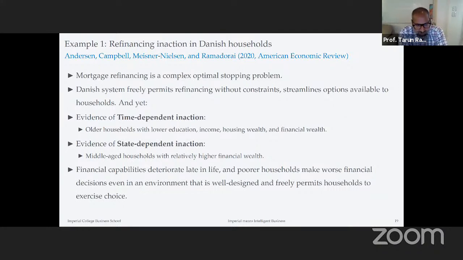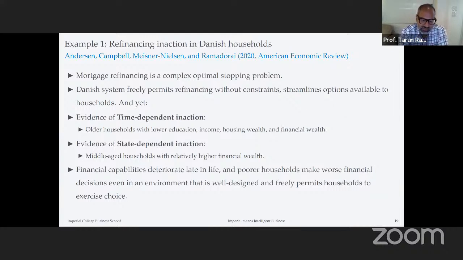And in particular, it seems highly regressive because households demonstrate two different kinds of inaction. This time-dependent inaction can essentially be characterized as obliviousness to the available opportunities to refinance. And this is primarily observed in older households with lower education, income, housing wealth, and financial wealth. Whereas there is far less evidence of obliviousness in younger households who are well-educated, high income, have high housing wealth and high financial wealth. So you can immediately start to see how this might be quite regressive.